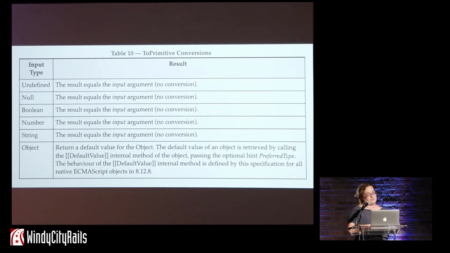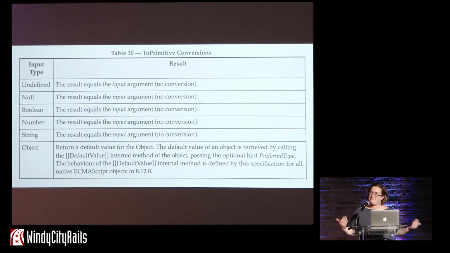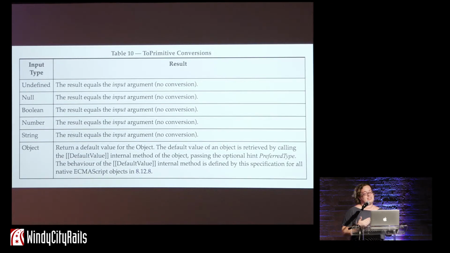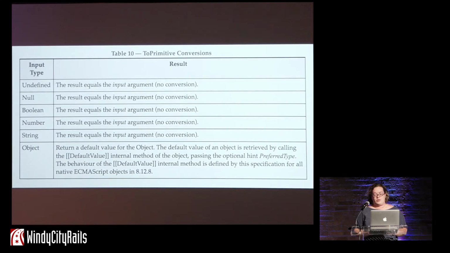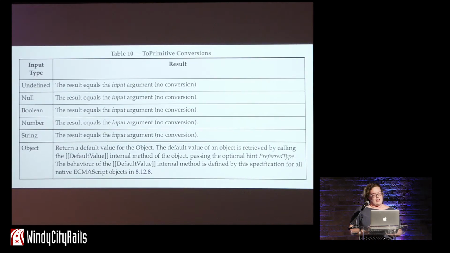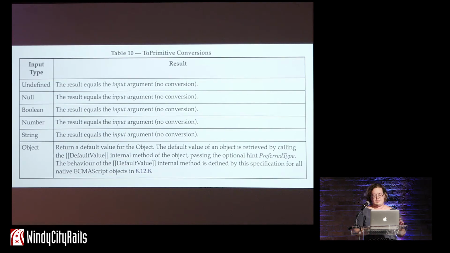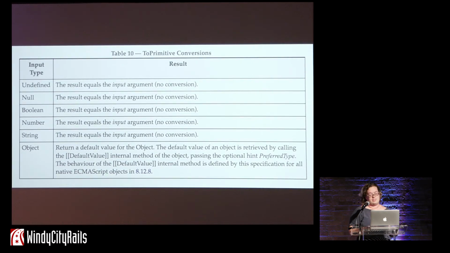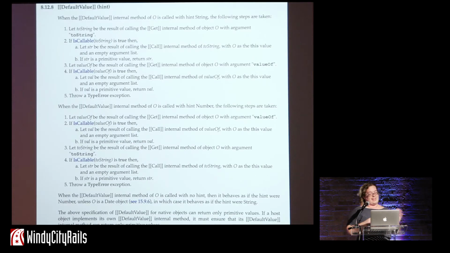This is the table of the conversions. And sort of unsurprisingly, if anything is a primitive, calling toPrimitive on it doesn't change it, it stays as a primitive. For objects, it's a little more complicated, and so we need to do something which is to call this default value method on our object. So let's go look at that.